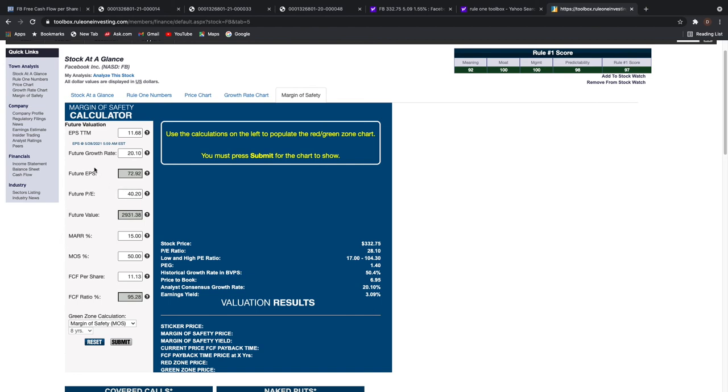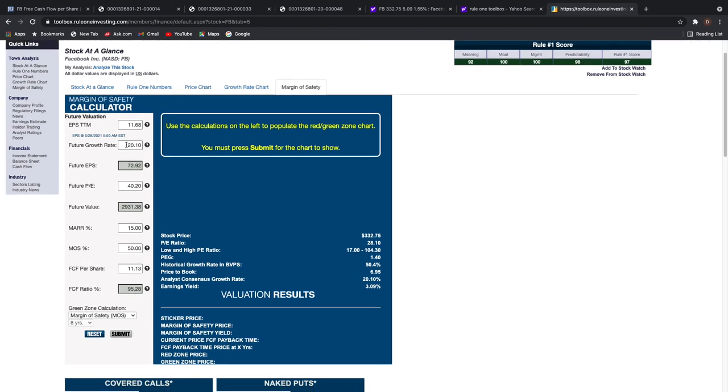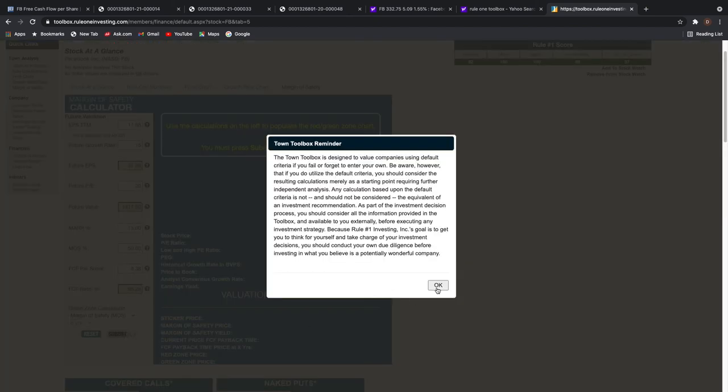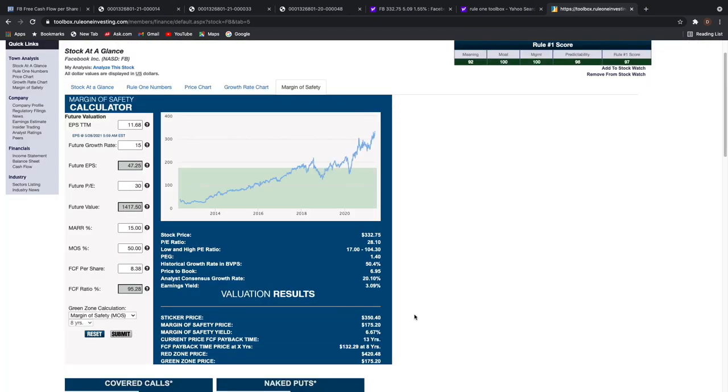So here we are in the Rule 1 toolbox. We can see here that some of the numbers are different, so I'm just going to change those because our future growth rate we've put down as 15, and we always double it for the future PE. My free cash flow per share was 8.38, and then I will submit that and see what it comes back with.